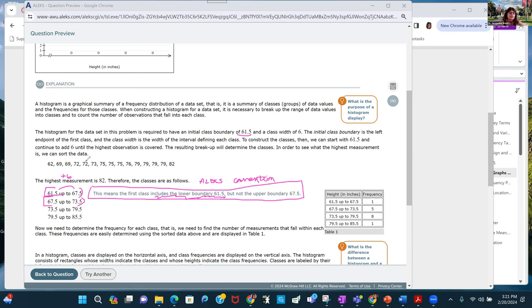Right. And again, they show the sorted data. So you want to look at how many are between 61.5 and 67.5. Right, and there's just that one. And then look between 67.5 and 73.5. And so you've got 1, 2, 3, 4, 5.